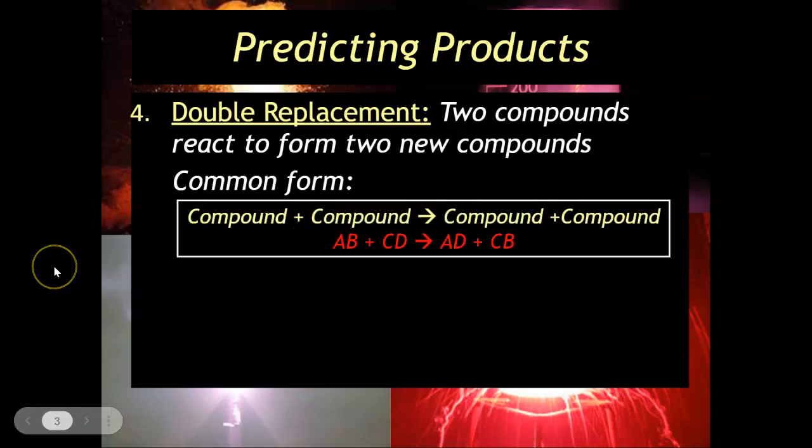So here's our common form. Compound plus compound will yield a compound plus compound. So AB plus CD will yield AD plus CB. So you see in this example, the A and the C are the same, and then that B and that D have switched places. So in this example, those compounds have just switched who they're bonded to, essentially. Okay, so you can always tell the difference between single and double replacement because, again, in single replacement, you'll have an element and a compound. In a double replacement, you'll have two compounds.